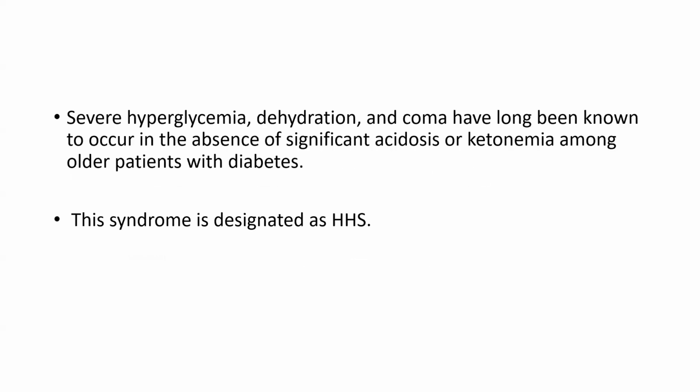Now we will have a brief discussion about hyperglycemic hyperosmolar coma. Severe hyperglycemia, dehydration, and coma have long been known to occur in the absence of significant acidosis and ketonemia among older patients with diabetes. The syndrome is designated as HHS.